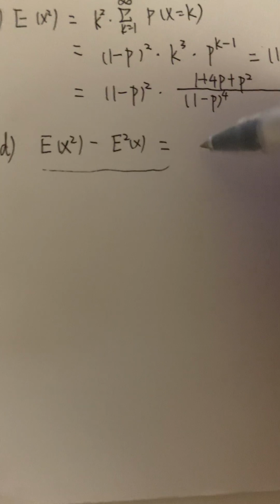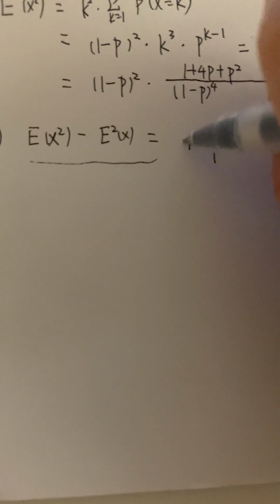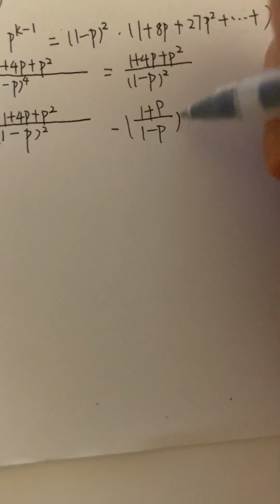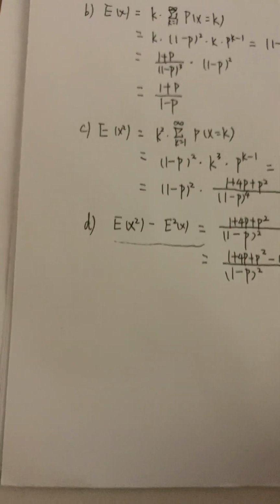So this equation is just equal to (1 minus p) squared divided by 1 plus 4p plus p squared, minus ((1 plus p) over (1 minus p)) squared, which is equal to (1 minus p) squared divided by 1 plus 4p plus p squared, minus (1 plus 2p plus p squared). So this is equal to (1 minus p) squared divided by 2p. So it's an easy question. Let's see the last question.